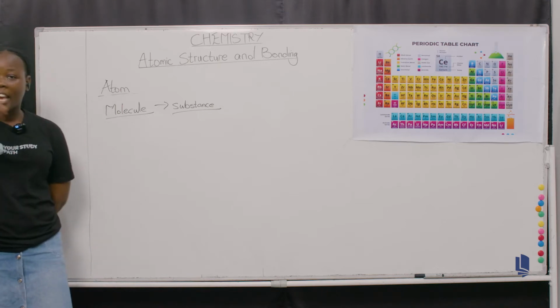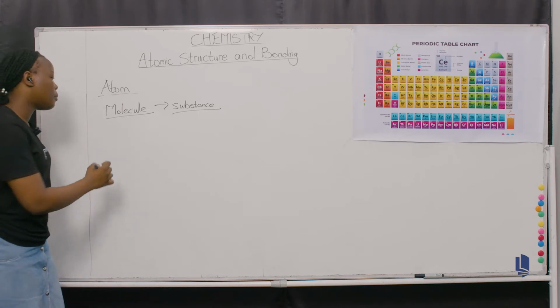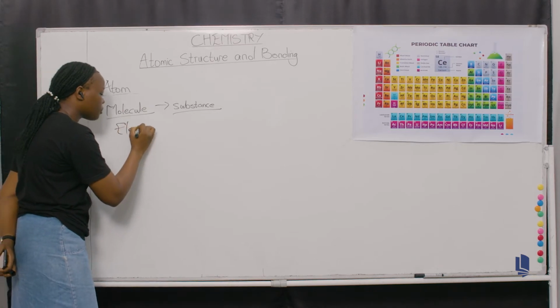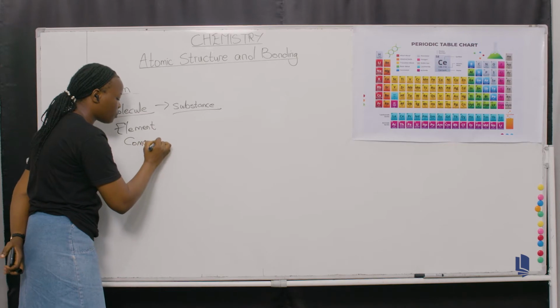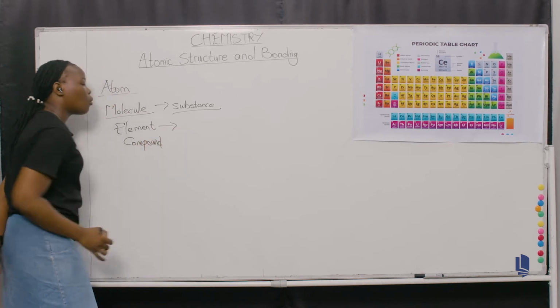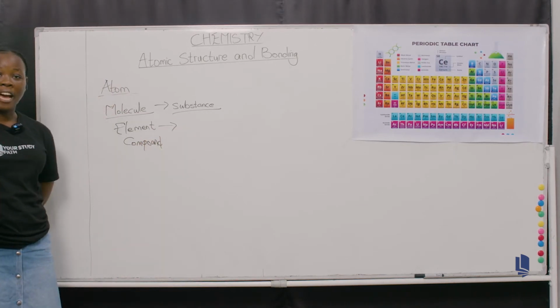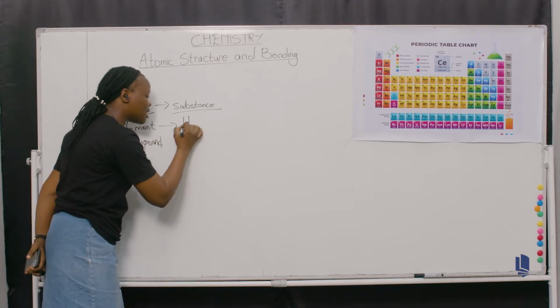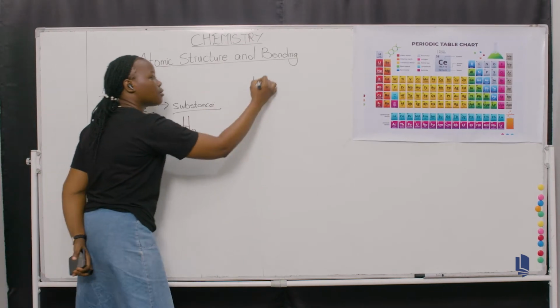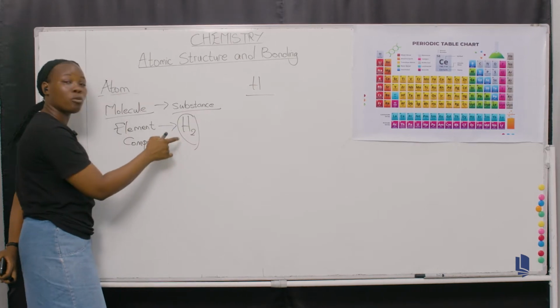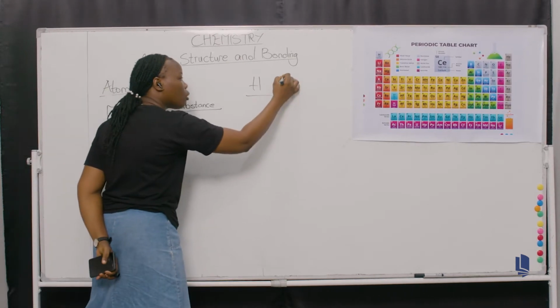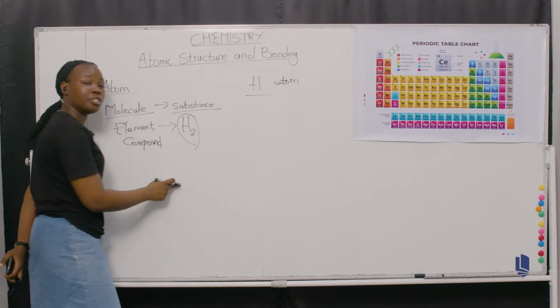A molecule can either be an element or a compound. We know hydrogen is diatomic, right? And so it exists as H2 and not H, because it's diatomic. And so this is a molecule of hydrogen. This is an atom of hydrogen.